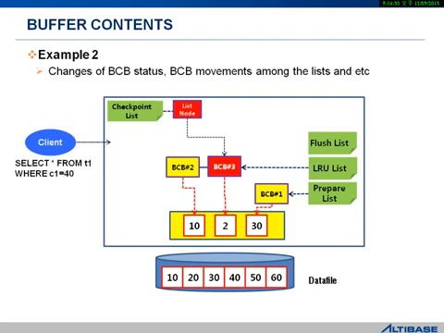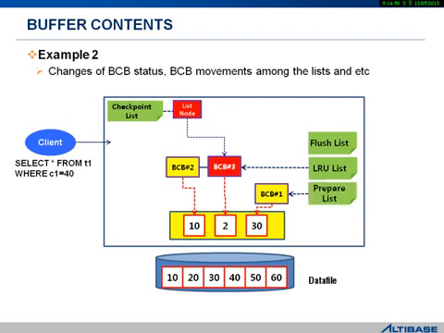Now let's check the C1 equals 40 data. Now the PCB that manages the page where C1 equals 40 is saved has to be found. But this page is not cached into the buffer yet. When this happens, the buffer replacement has to be executed. Do you remember where to look for a victim when replacing?